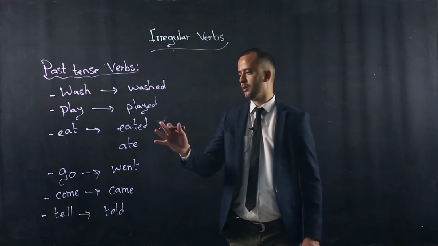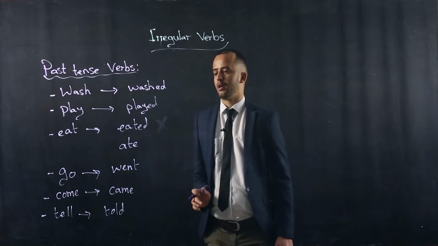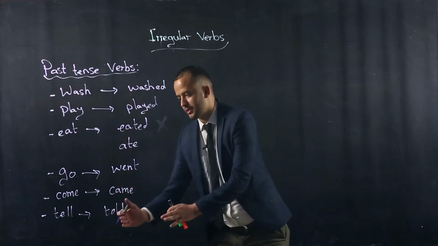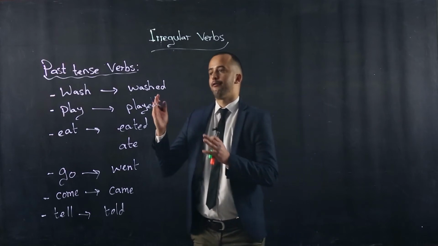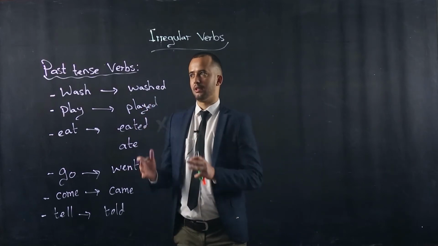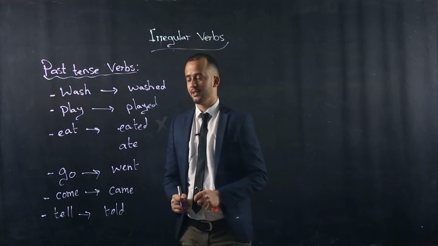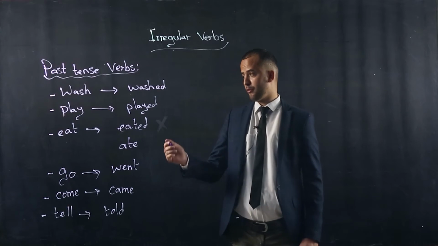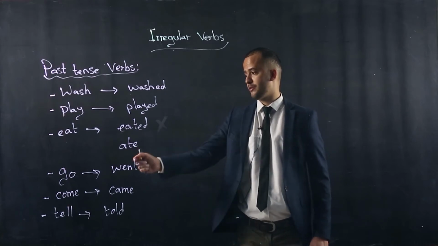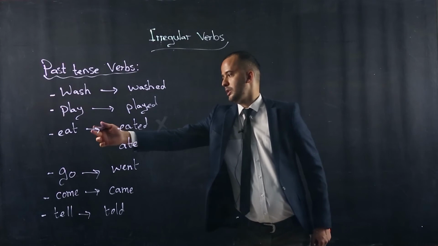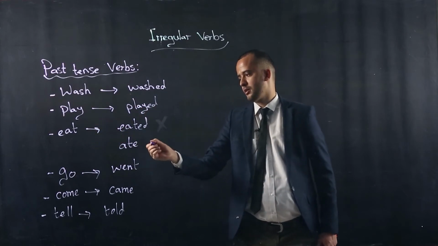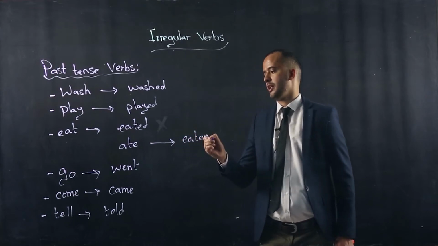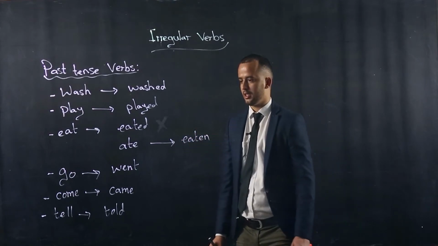Now let's see what are the past participle forms of these verbs. Now we know that all these past tense verbs are forms of the past simple tense of these verbs. Now, what are the past participle forms of these verbs? Let's start with eat. Eat will be ate in the past, and then it's going to be eaten in the past participle.